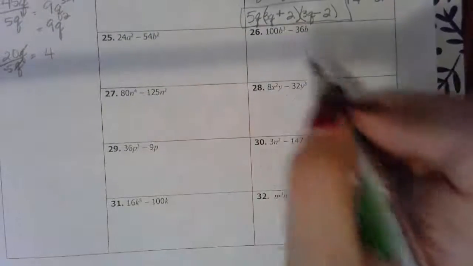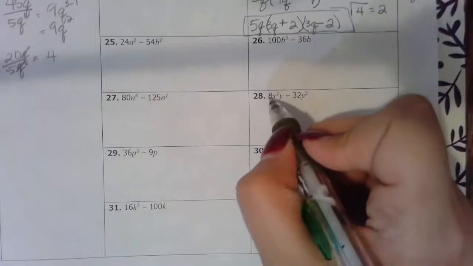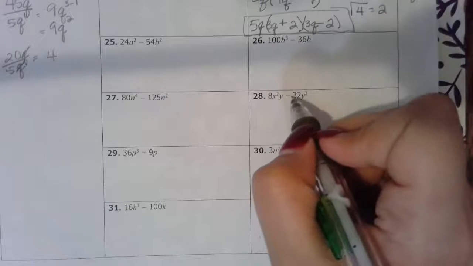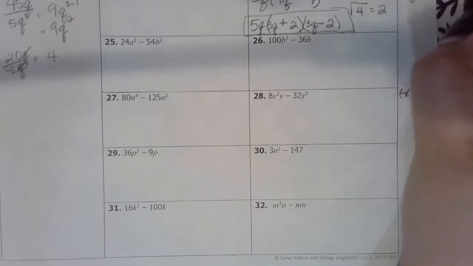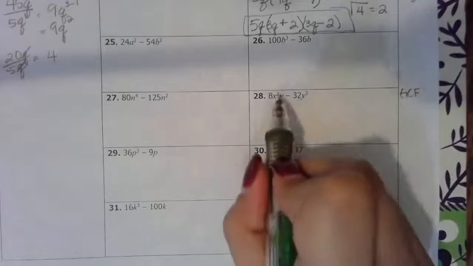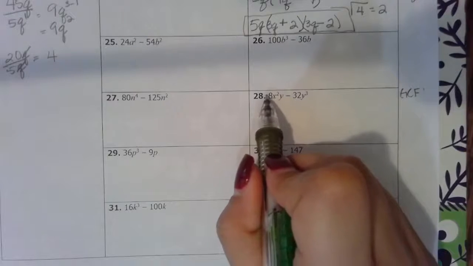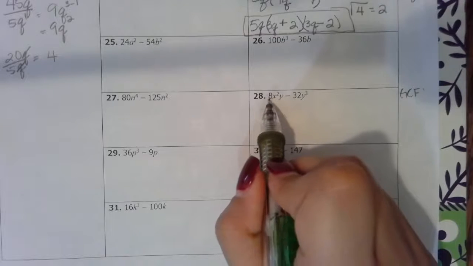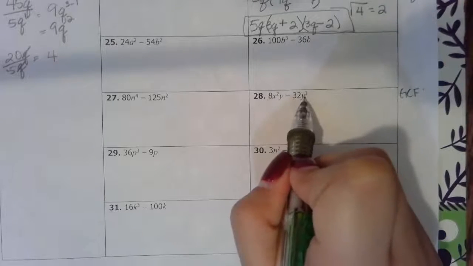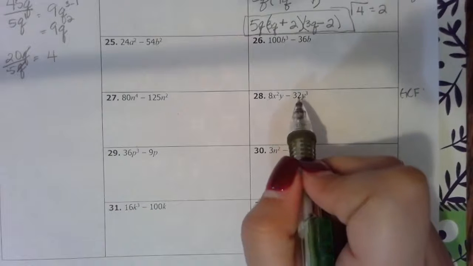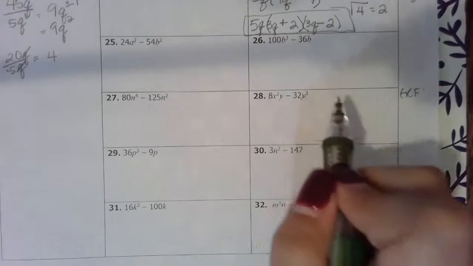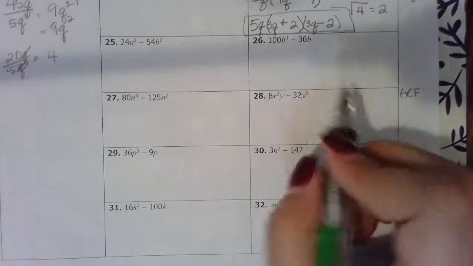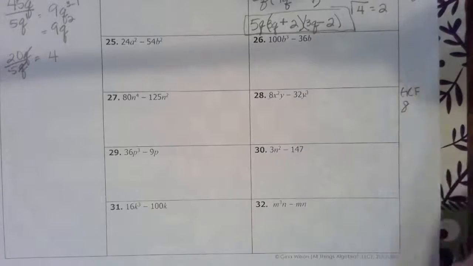Notice on number 28, we have 8x squared y minus 32y cubed. Look for your greatest common factor first. Always, to find your greatest common factor, remember, always take the smaller number. Does that smaller number go into 32? Yes it does, because 32 divided by 8 will give you back 4, and 4 is a perfect square, so you are good to go. So we know that's going to be an 8.